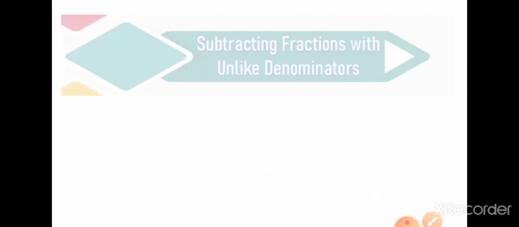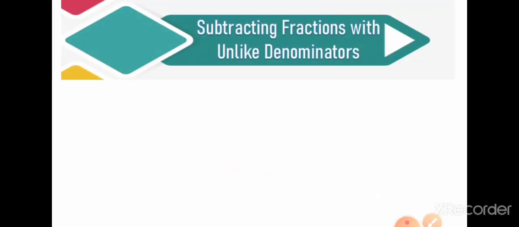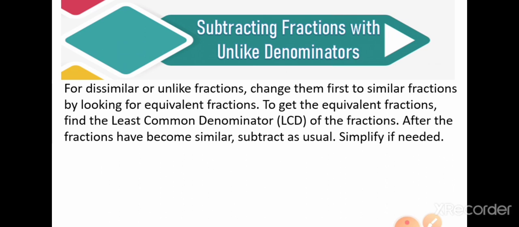Next, we have subtracting fractions with unlike denominators. So, same process. For the similar or unlike fractions, change them first to similar fractions by looking for equivalent fractions. To get the equivalent fractions, find the least common denominator or LCD of the fractions. After the fractions have become similar, subtract as usual. Simplify if needed. So, kagaya ng kanina, let's have an example.